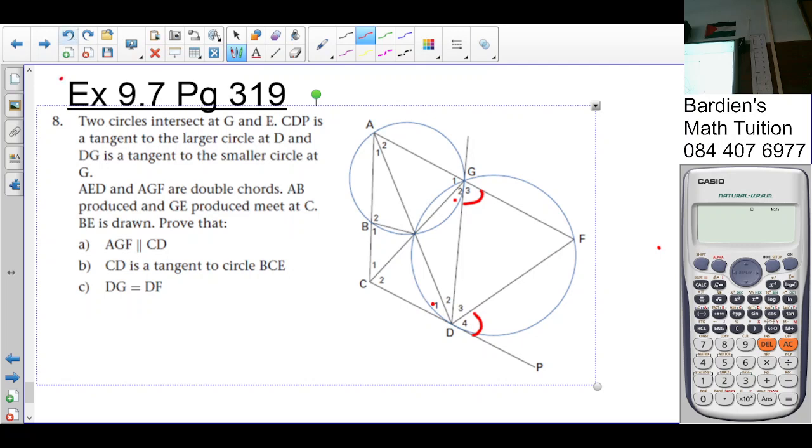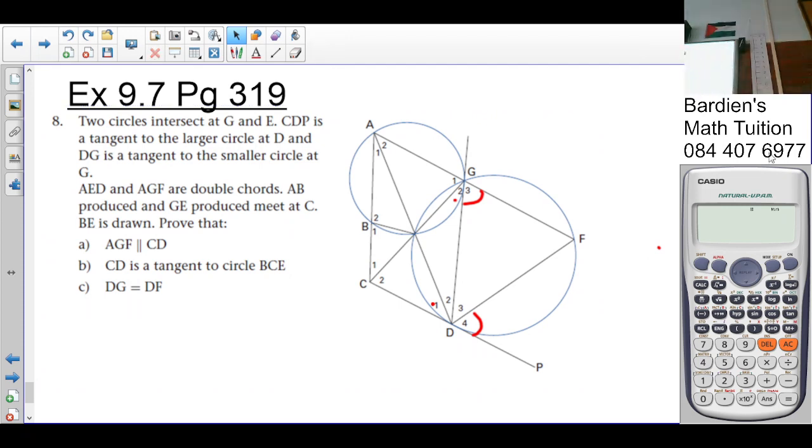Then we are told that CPD is a tangent to the large circle at D, and DG is a tangent to the smaller circle at G. So this is a tangent. So if this is a tangent, we know that G2 is equal to A2. Why? Tangent theorem. You guys got it? And many other things thereafter.